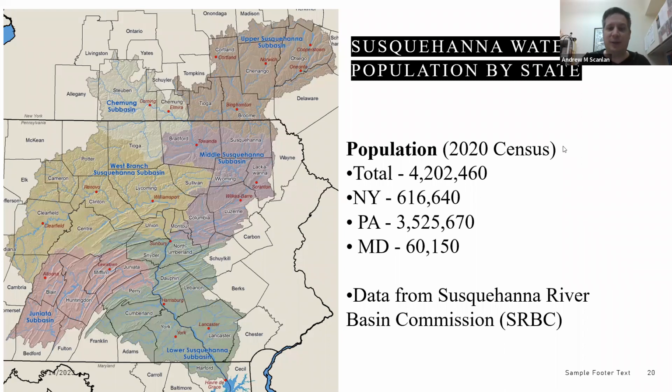Here are some other facts about the Susquehanna watershed and why Pennsylvania has a big role in this watershed. Like I mentioned before, where it travels through the most is Pennsylvania. Even though it doesn't start in Pennsylvania, we share a large portion of the river. Looking at the population of the Susquehanna watershed, over 3.5 million residents live within the watershed in PA, compared to Maryland, which is 60,000, and New York, which is 616,000. So it's a big, important watershed here within Pennsylvania. We have the lion's share of people living within it. And this data was provided by the Susquehanna River Basin Commission, a lot of times abbreviated as SRBC.